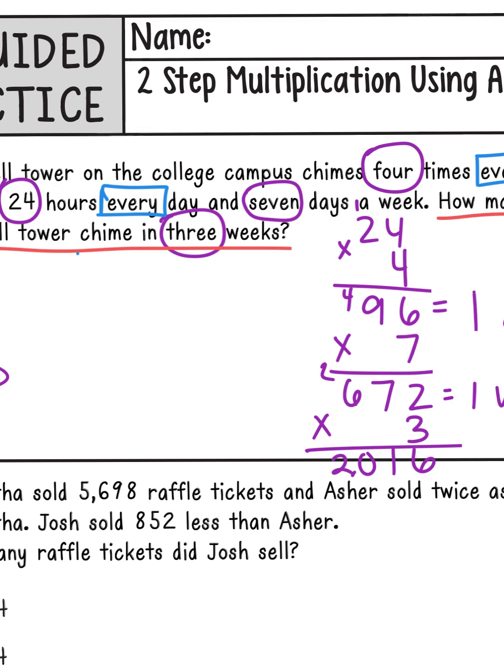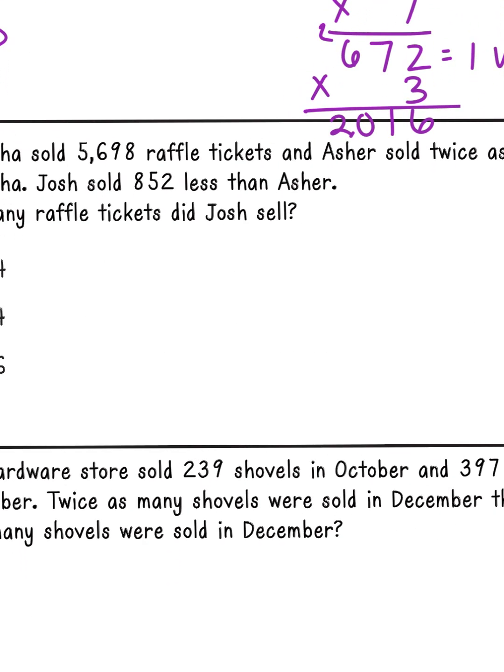Okay. The next one, we're going to do similarly. So I'm going to circle my numbers. Samantha sold 5,698 raffle tickets, and Asher sold twice as many as Samantha. Josh sold 852 less than Asher. How many raffle tickets did Josh sell in all? How many tickets did Josh sell?